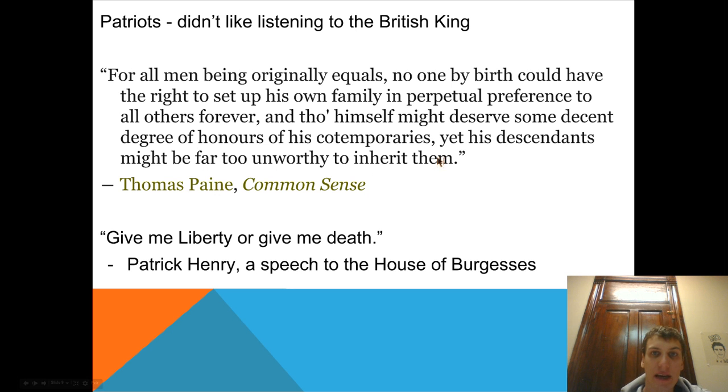So let's break this down. So all men are originally equal. This is a big idea that the Americans were laying out. So if all men are equal, no one could have the right to set up his own family in perpetual preference to others. So no one has the right to set up his own family above others. So who do you think he's talking about who had set themselves up above everyone else?